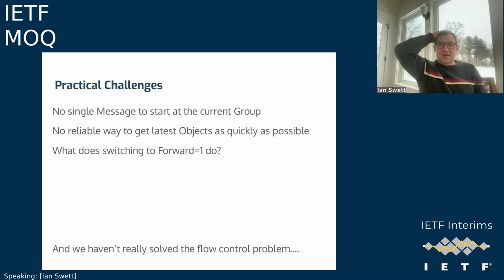Great. So some practical challenges. There's no single message to start at the current group. There's no reliable way to get all the objects you want as quickly as possible. And we have to figure out, Alan has a PR, what switching to forward equals 1 does and how to use it effectively. And as I mentioned on the previous slide, and the next slide, I'll talk about why we haven't actually solved the flow control problem at all. We just think we have, and we kicked it down the road. That's a little sad, but it's true.